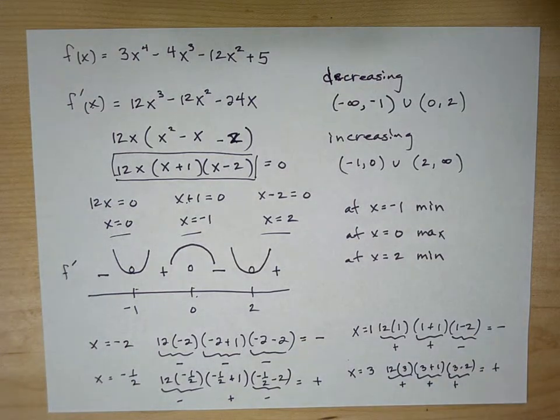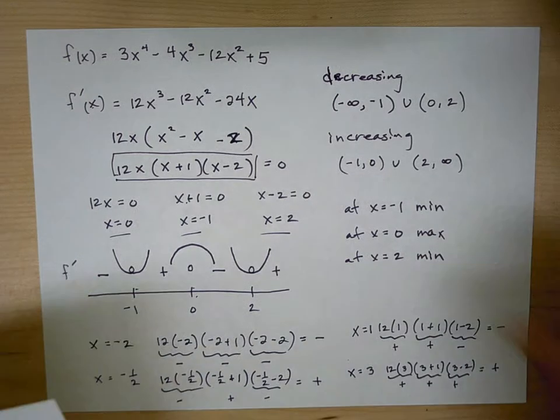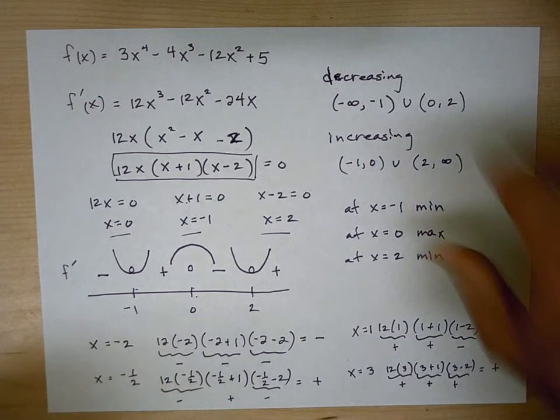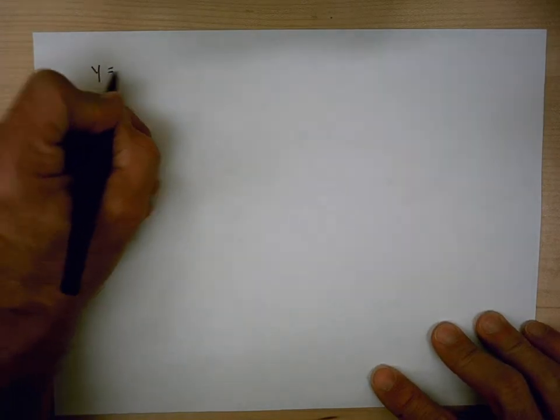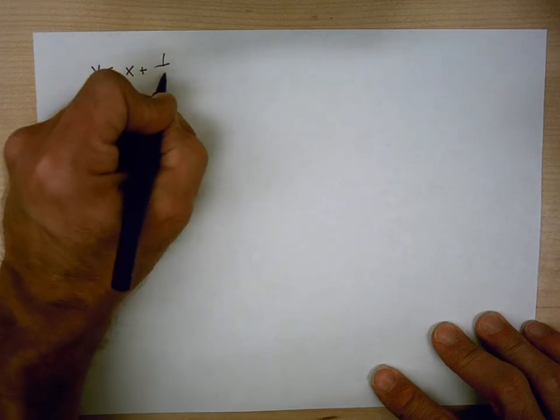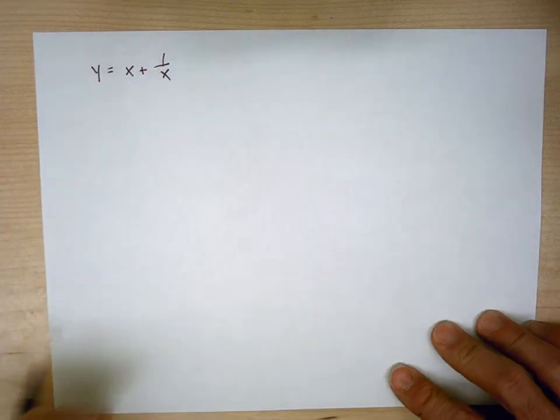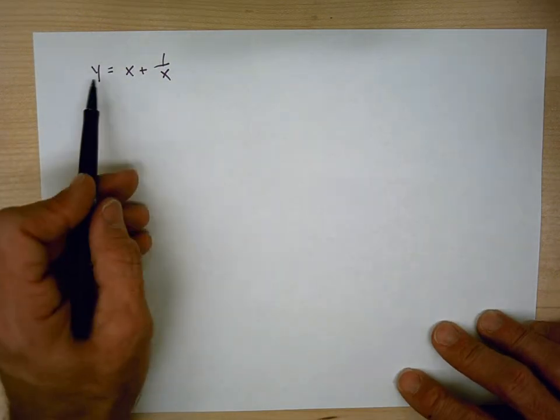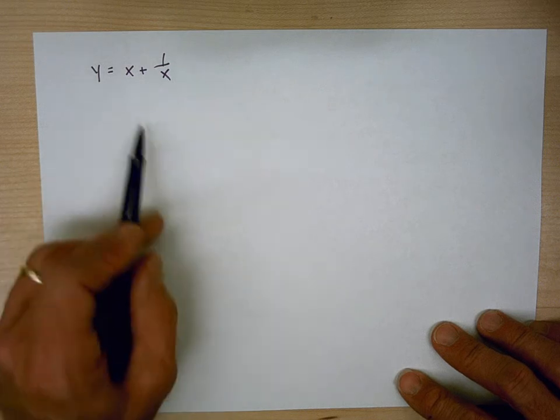Okay, I want to do one more example. All right, last example here of how to use the first derivative test. I want to look at the function y equals x plus 1 over x. And I just want to use the first derivative test to, well, first, I want to find out where the local max and mins of this function are.